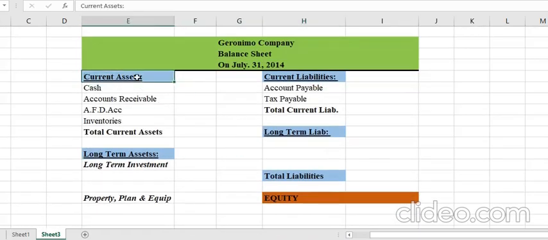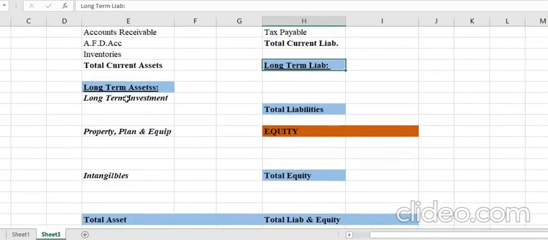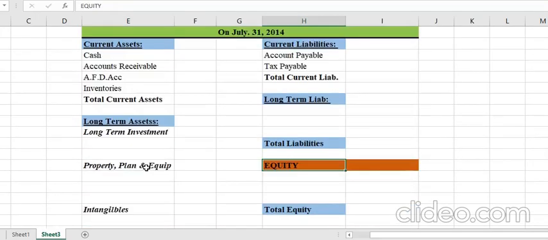We have the current assets section, current liability section, long-term assets, long-term liabilities. Then inside long-term assets, we have long-term investment, property, plant and equipment, intangible assets. These are all discussed in the chapter, if you remember. We have the equity side. So I have made all these arrangements here, okay?